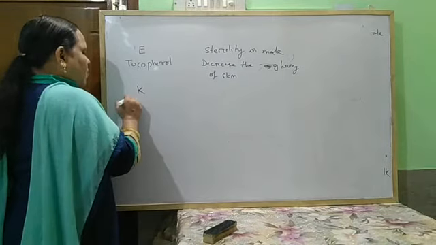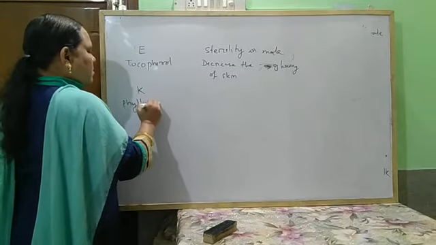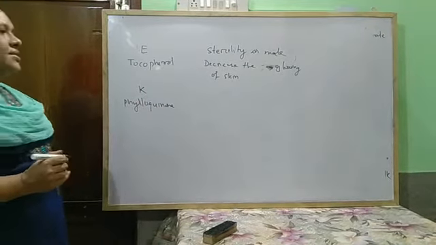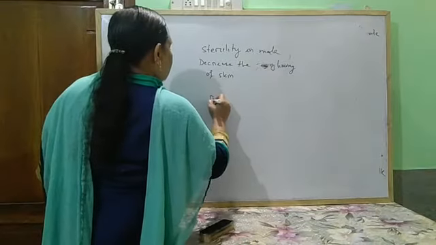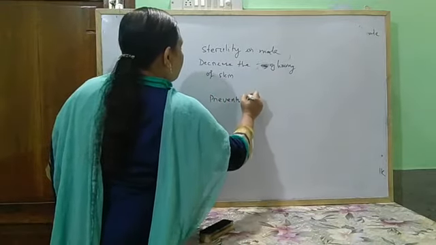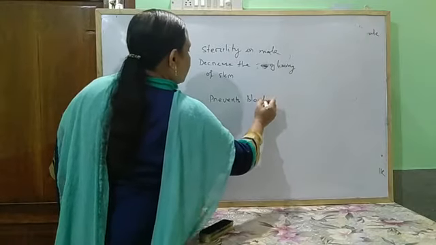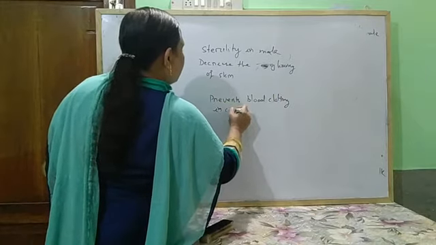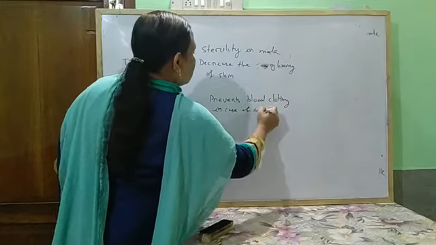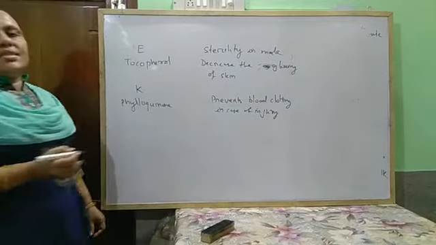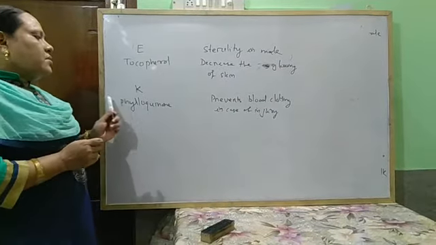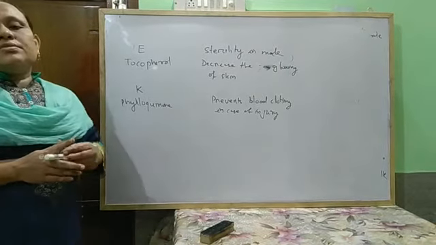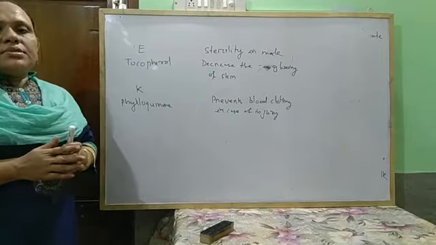Next vitamin is vitamin K, known as phylloquinone. Its deficiency prevents blood clotting in case of injury. So if there is any injury, vitamin K deficiency prevents blood clotting, so the clotting becomes prolonged.